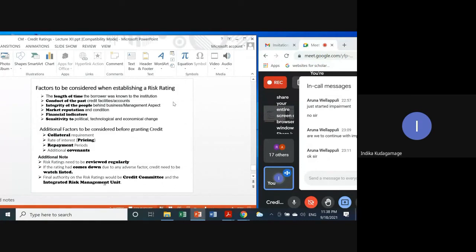Credit rating indicates only creditworthiness. If you give money, what is the probability that you will be able to collect it back. It does not indicate anything about liquidity. It does not indicate anything about portfolio quality. And it is not a buy or sell direction. It is only a report on creditworthiness of the customer.